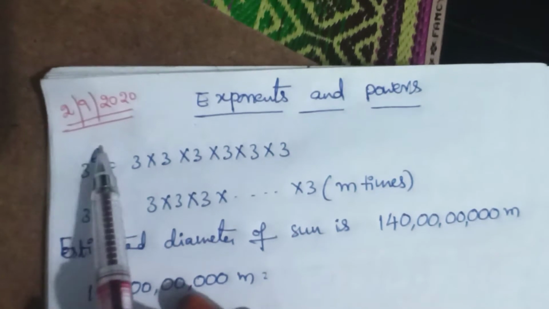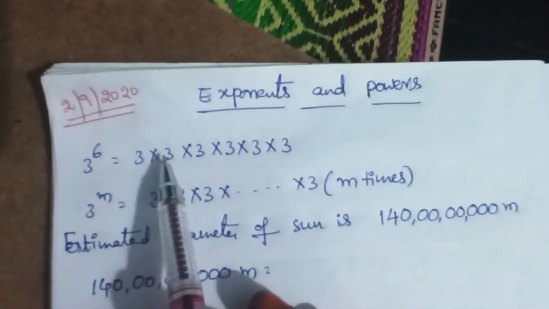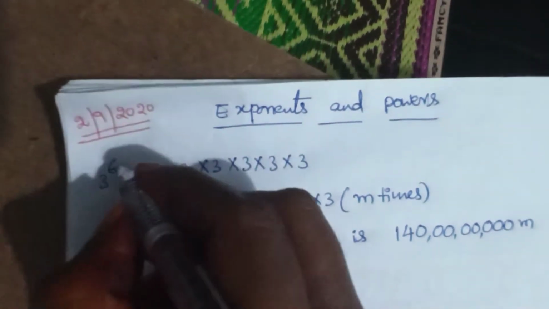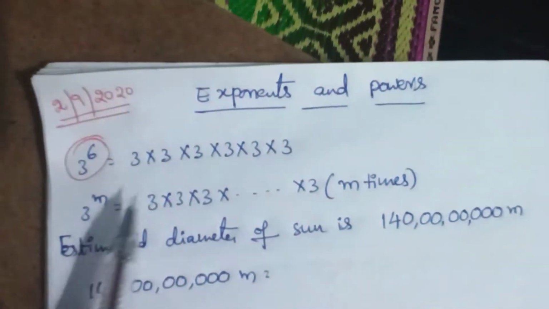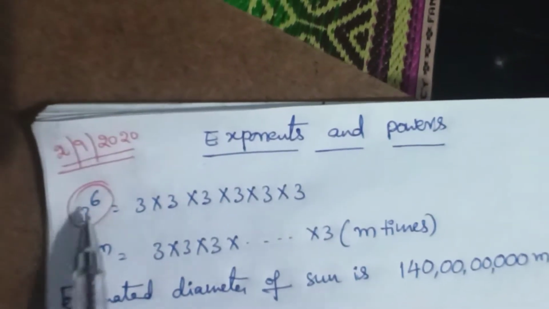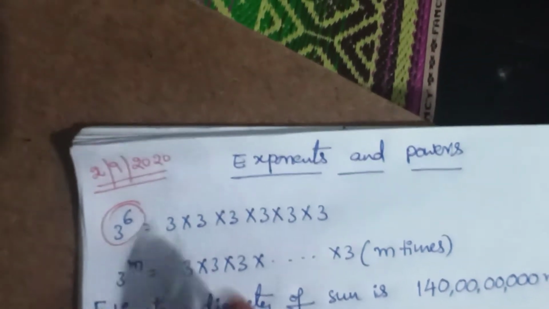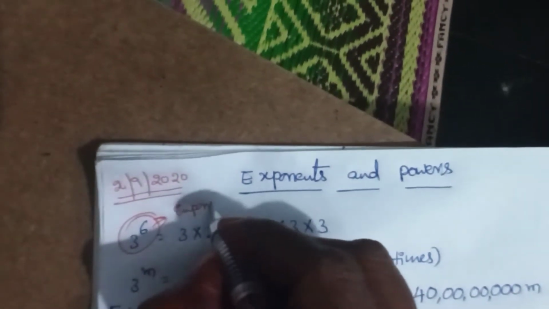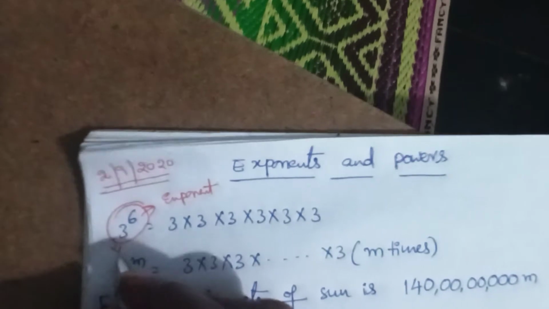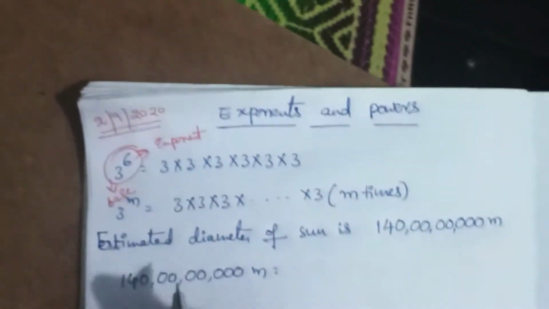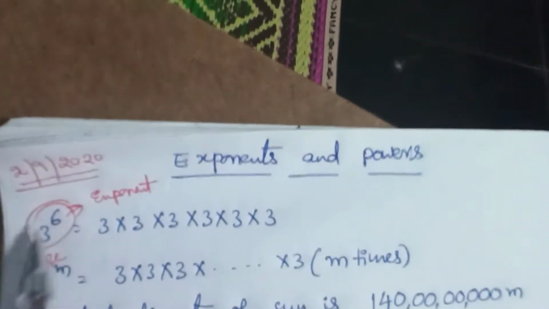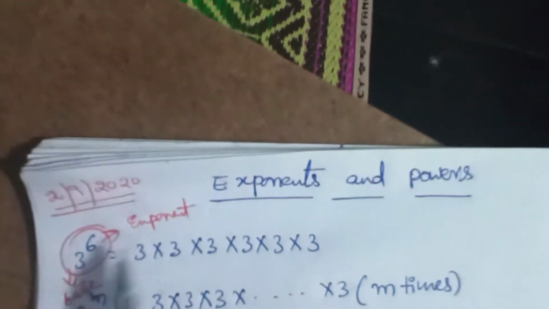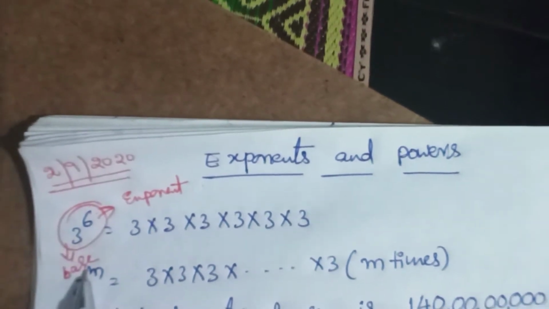First of all, 3 power 6 is equal to 3 into 3 into 3 into 3 into 3 into 3. Here this is 3 power 6. Here 3 power 6 is called power, 6 is called exponent and 3 is called base. In 3 power 6, 6 is called exponent and 3 is called base.